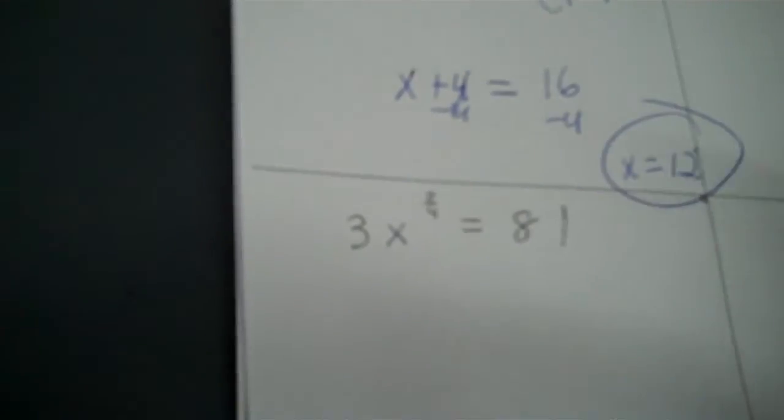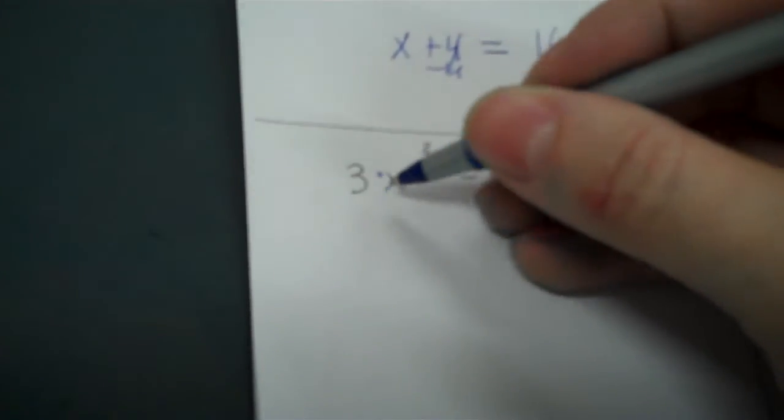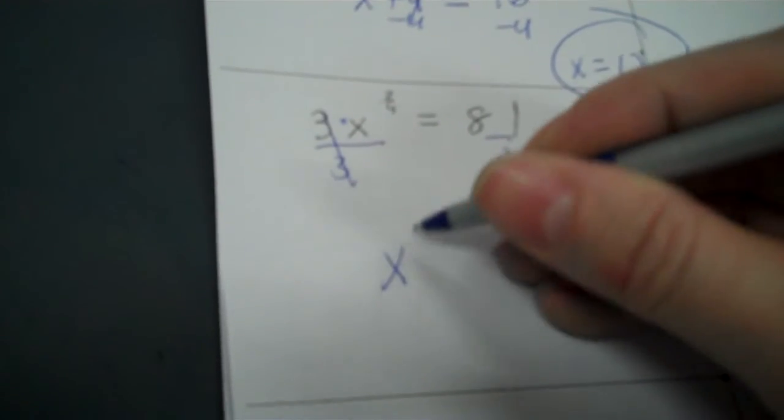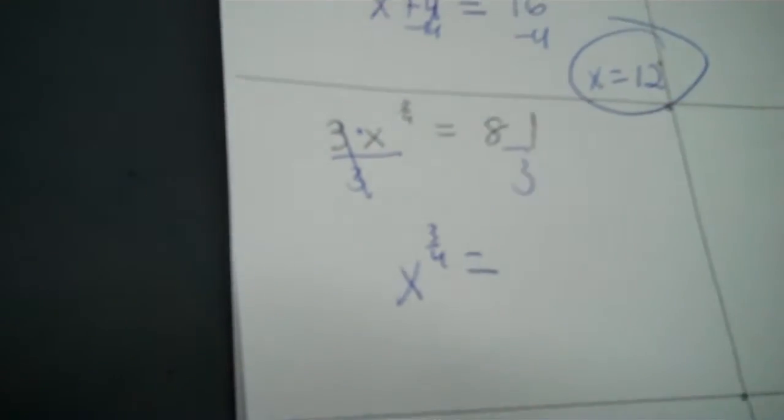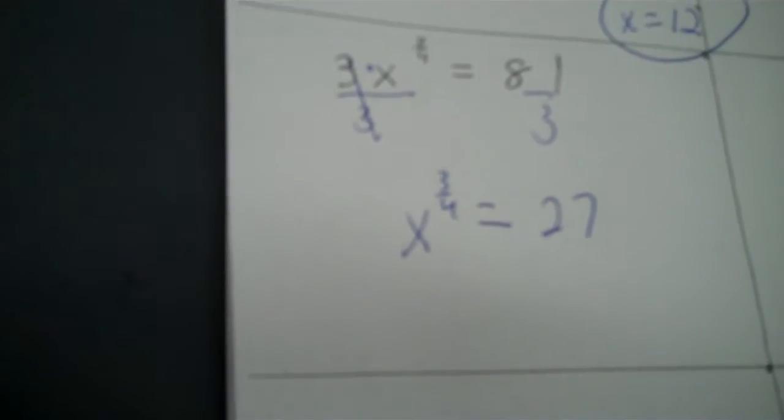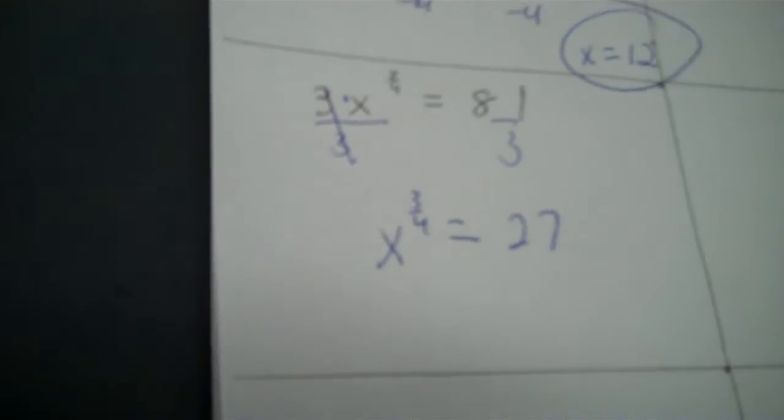Okay, right here, you don't have a radical, so you just think it out the way. You have a 3 times x. We got to divide by 3. 81 divided by 3 is 27. Now, you have to get rid of a fraction power. Okay, if you did an assignment like this, you probably need a refresher, and that's fine.